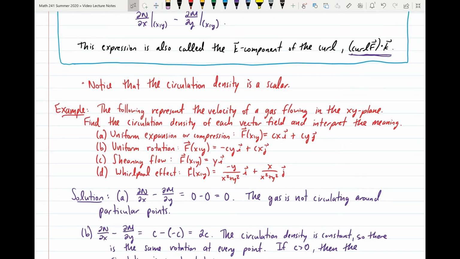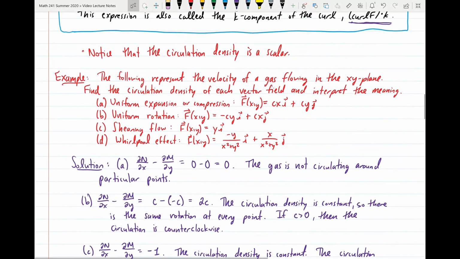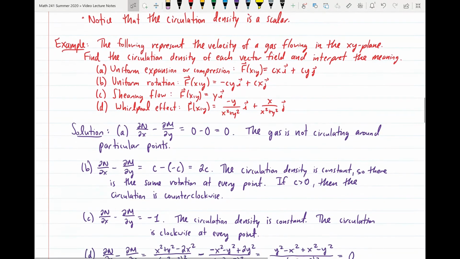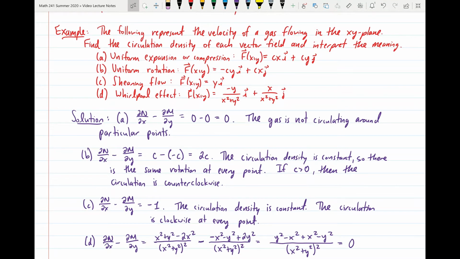Okay, so now that we've defined circulation density, we can move on to the one and only example that we have for circulation density here. But I guess it's really more like 4 different examples within one. So the following represent the velocity of a gas that's flowing in the xy plane, and we want to find the circulation density of each of the vector fields here and interpret the meaning of the result that we get. So I'll read A, go to the solution for A, then read B and go to the solution for B, and so on.